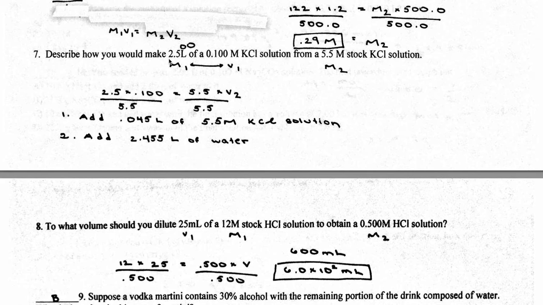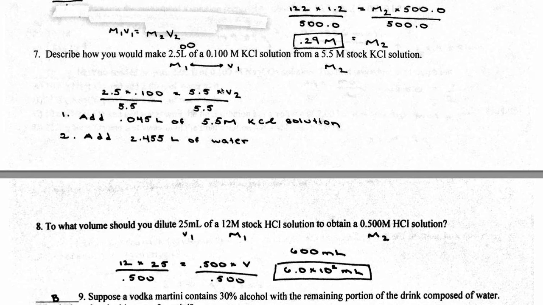This is going to be a sig fig issue, so 2.500 liters of your 0.1 molar solution if I start with a 5.5 molar solution. So in this case, guys, I'm taking a concentrated solution and trying to dilute it. So I'm going to start out, say, okay, I want 0.100 molar solution. I want 2.5 liters of that. How much of this will I need?